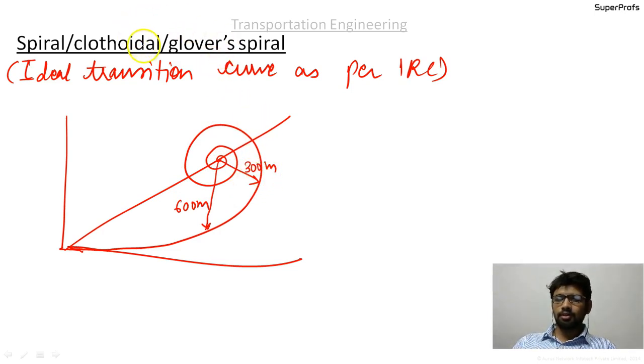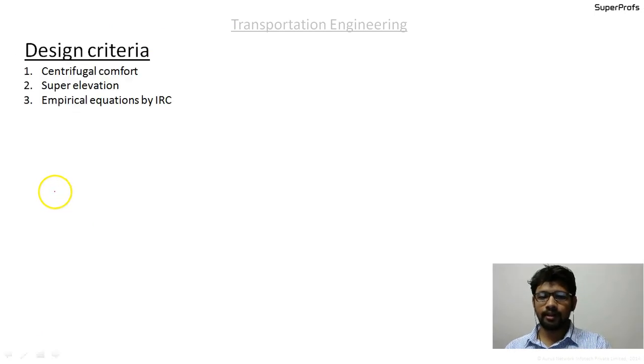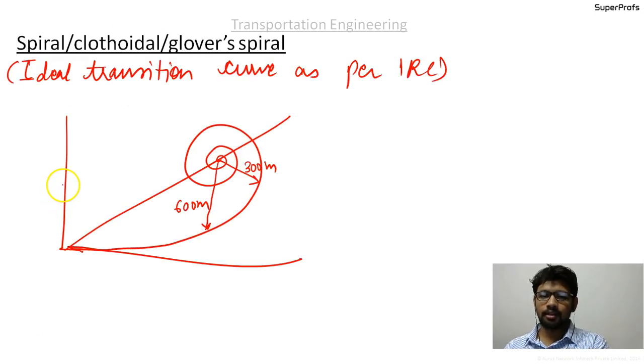So the name of this curve is spiral, clothoidal, or the Grover spiral, and that is regarded as the ideal transition curve as per IRC. If a one mark question is asked which of the following is the standard transition curve as per IRC, then you should be in a position to write the answer by giving these three names.